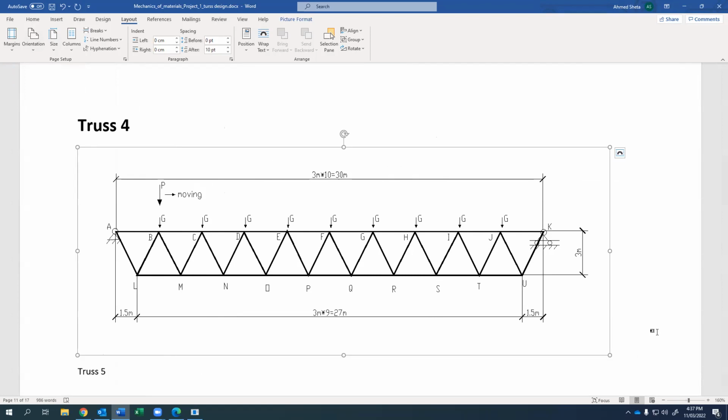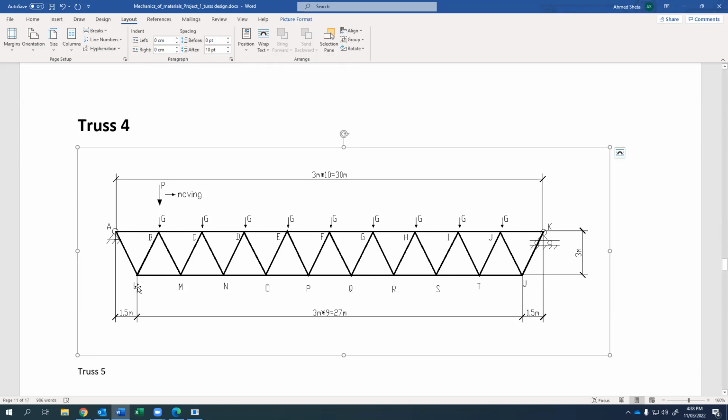As you can see, the truss is a 30-meter span. Each small bay is 3 meters, so we have 10 bays. The depth of the truss is 3 meters, and this is an inverted truss. The supports at A and K are at the bottom chord and at the top chord, and the bottom chord is overhanging from below.